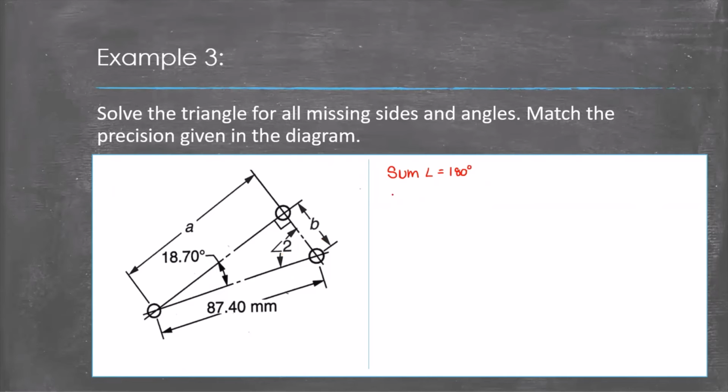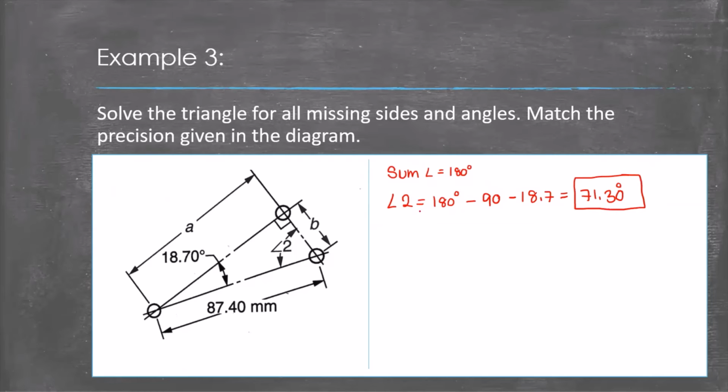So angle 2 is equal to 180 degrees minus what we know. We know we have a 90 and we know we have an 18.7, and that makes a very, very easy way to calculate that, and that gives us 71.3 degrees. We have 2 decimal places everywhere else, so we'll include 2 decimal places in our answer. Okay, so nice and easy.